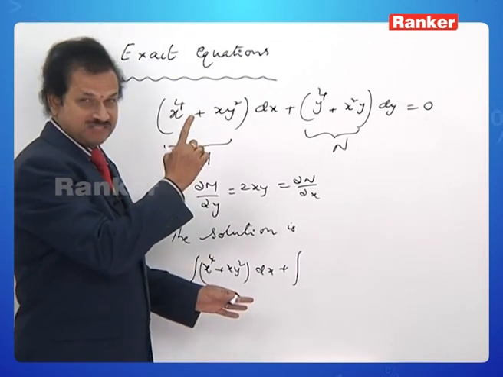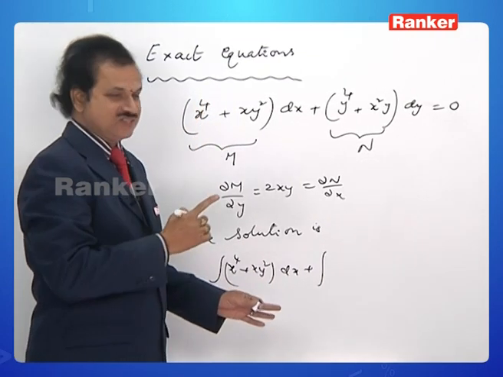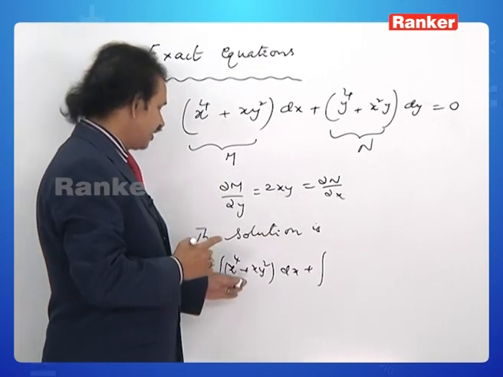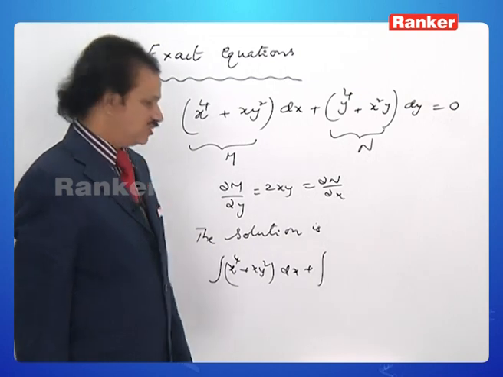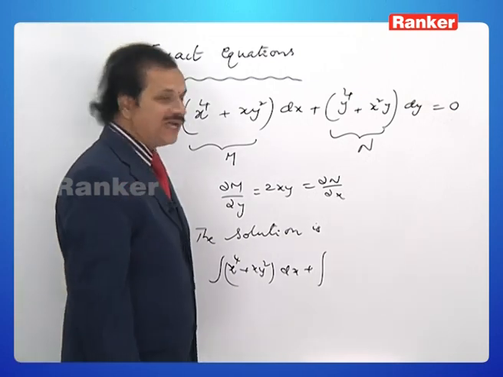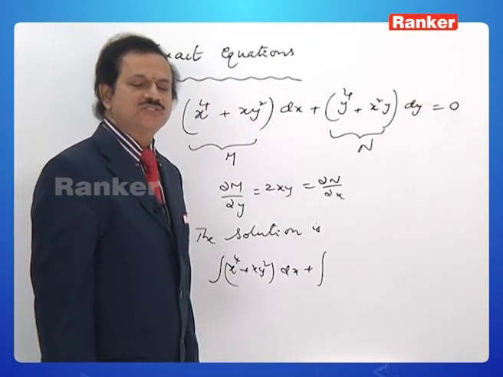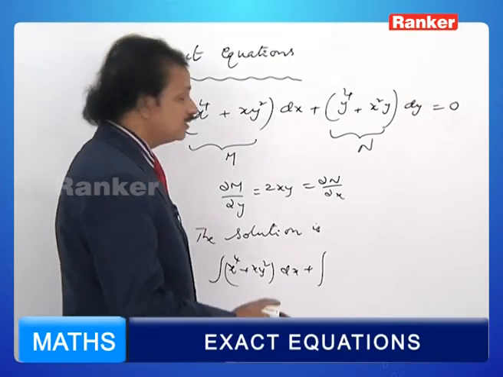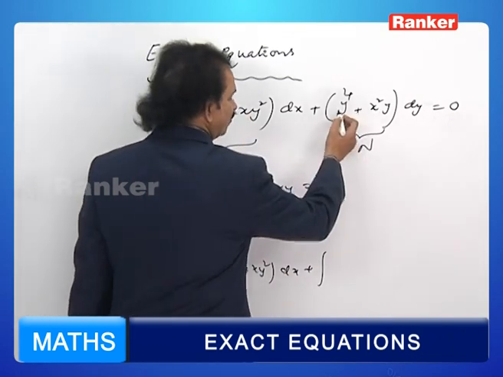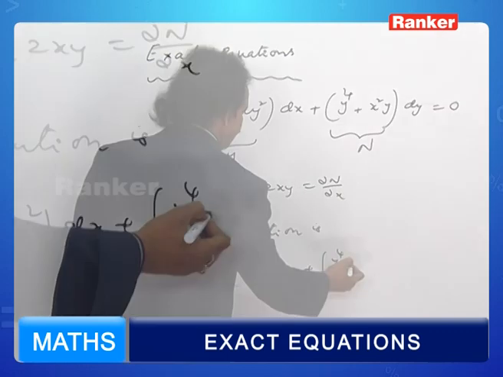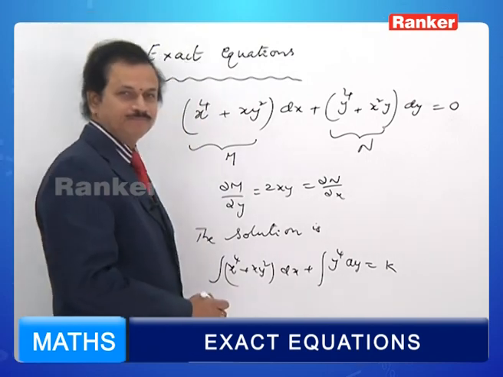We could have expressed this in forming the solution itself in the previous discussion. While integrating m, you are supposed to take y as a constant, and while integrating n, you are supposed to take those terms which are free of x, that is, which do not contain x. Then such a term in n is y power 4 only, isn't it? Integral of y power 4 dy is equal to k, a constant.